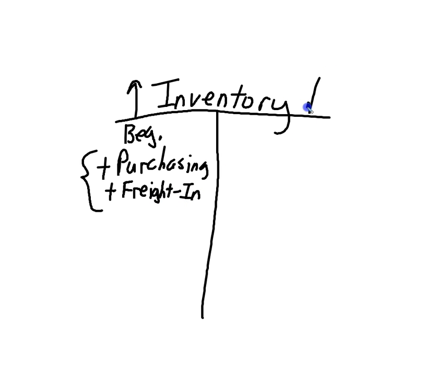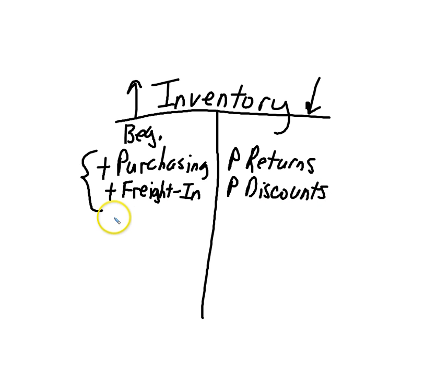The other thing, though, if we buy goods, we might turn around and return some of those. So purchase returns cause it to go down. And also, if we get a discount on our purchase price, maybe for paying early, those purchase discounts cause it to go down. Okay, so beginning inventory plus our purchases, less netting out any returns or discounts, gives us our goods available for sale.